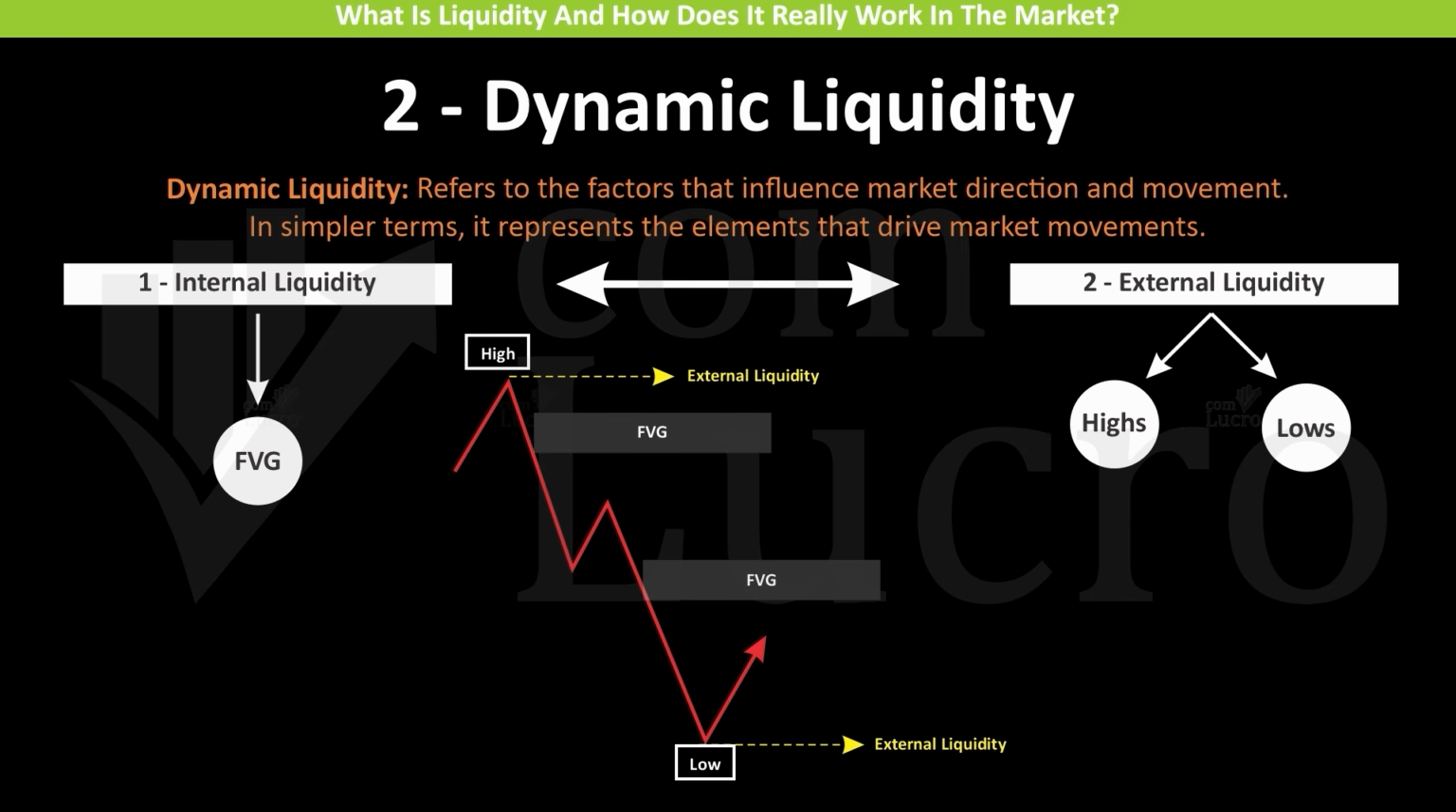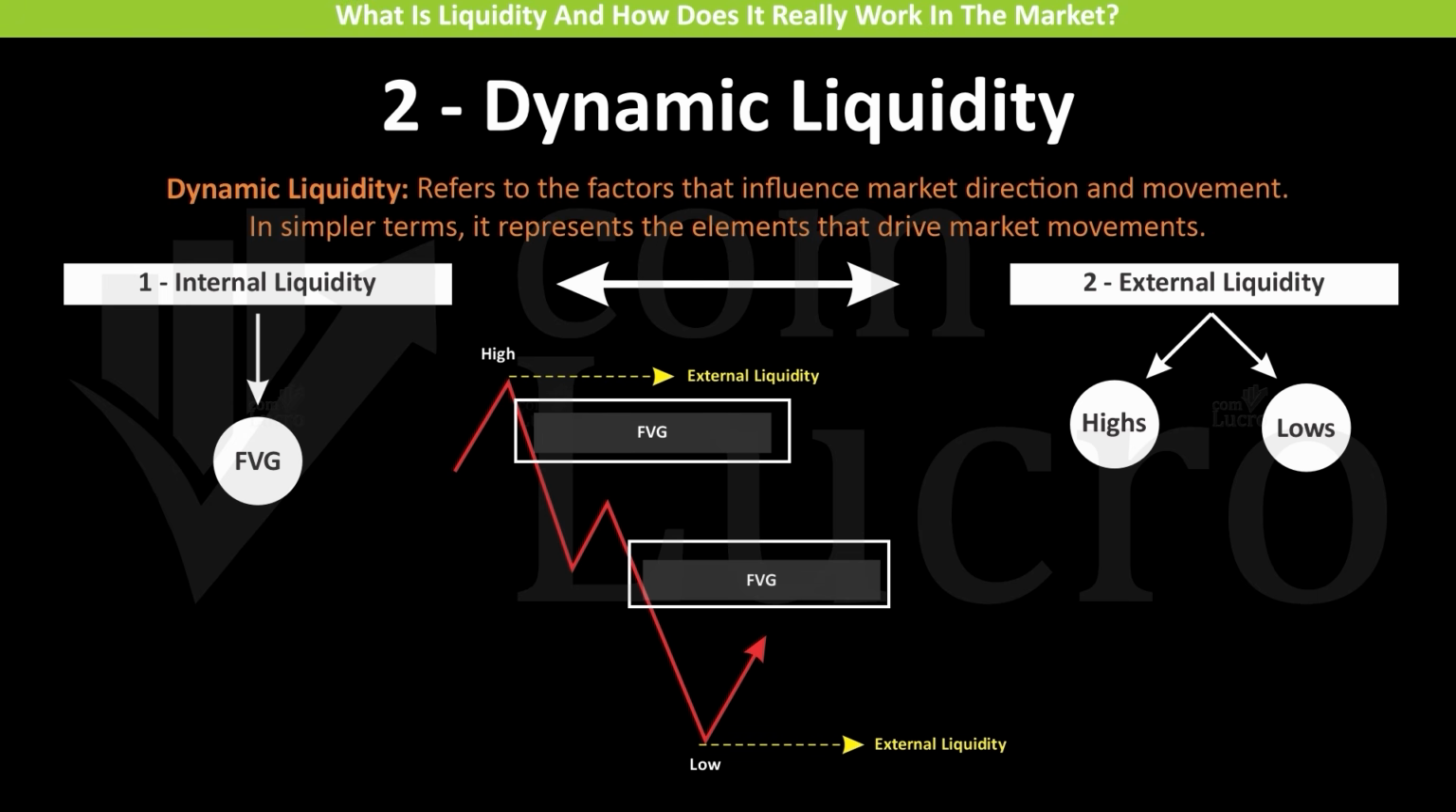Conversely, the fair value gaps found within the range of the high and low are considered internal liquidity. Price in the market always moves between internal and external liquidity. Think of it as a continuous cycle where price moves either from internal to external liquidity or from external to internal liquidity.